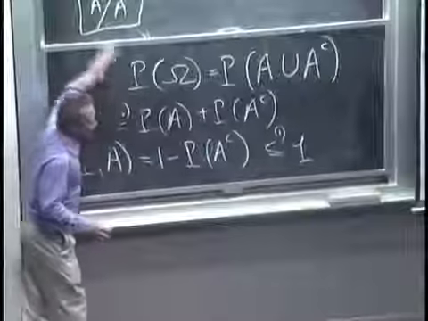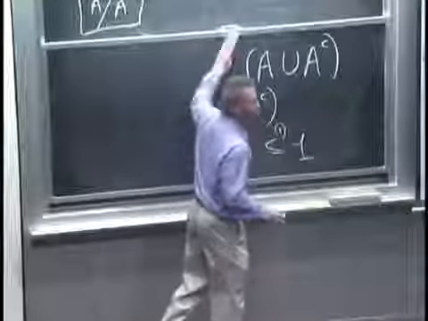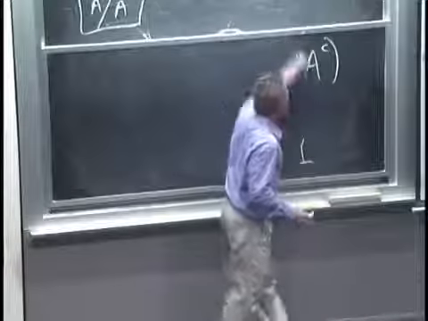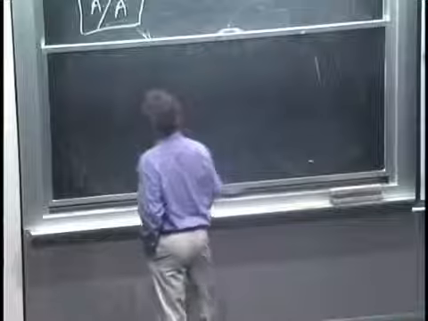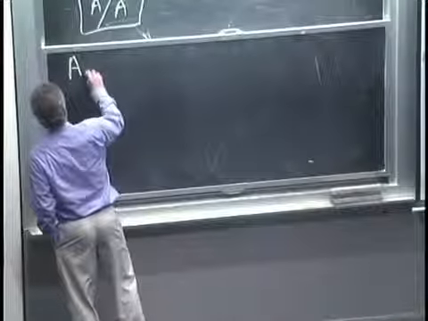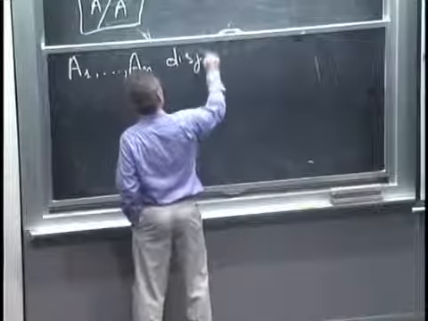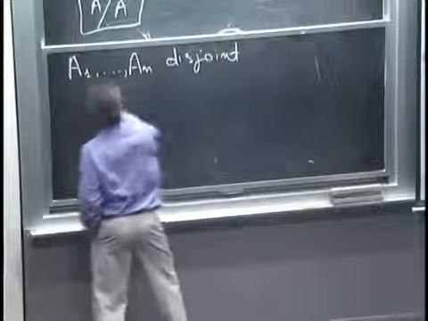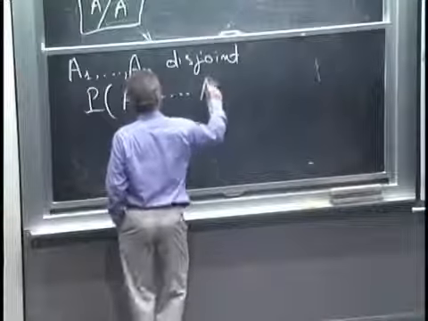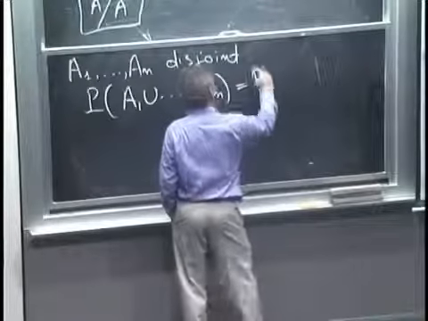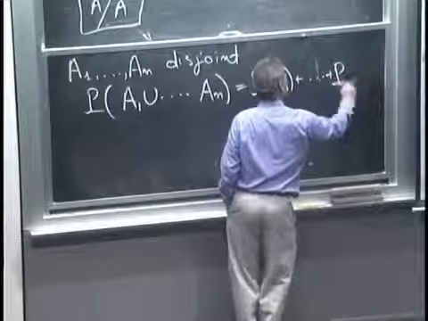And then you can repeat this argument as many times as you want. It's valid for the union of 10 disjoint sets, for the union of 100 disjoint sets, for the union of any finite number of sets. So if A1 up to AN are disjoint, then the probability of A1 union AN is equal to the sum of the probabilities of the individual sets.